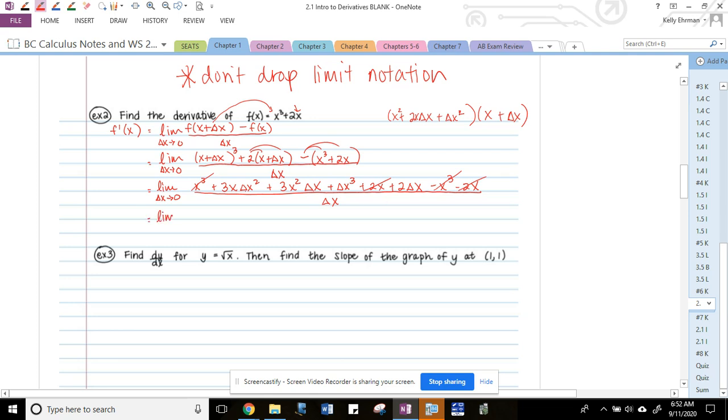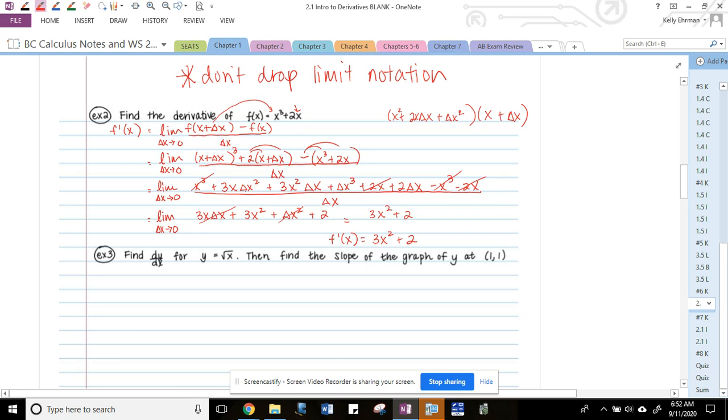I still have my limit notation for one more step. So the limit as delta x approaches 0 of just 3x delta x plus 3x squared, that delta x canceled, plus delta x squared, and don't forget this guy, plus 2. Finally, I can do direct substitution because I no longer have a delta x in the denominator. When you plug in 0 for delta x, this term's gone, this term's gone, you get 3x squared plus 2. Let's clean this up. F prime of x, therefore, is 3x squared plus 2.